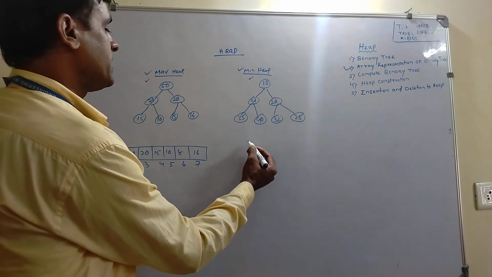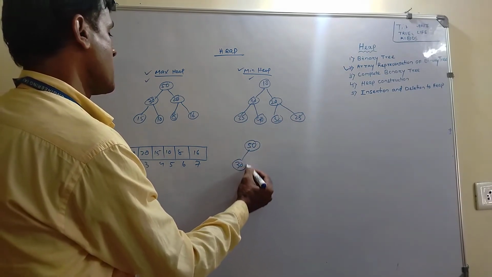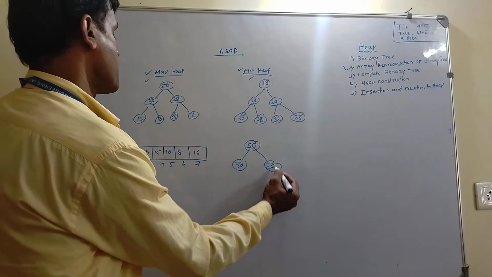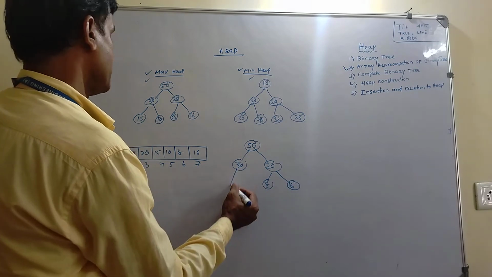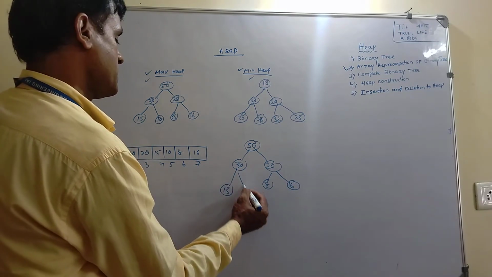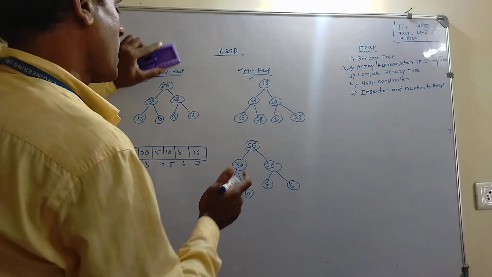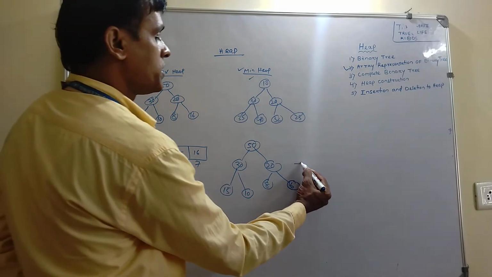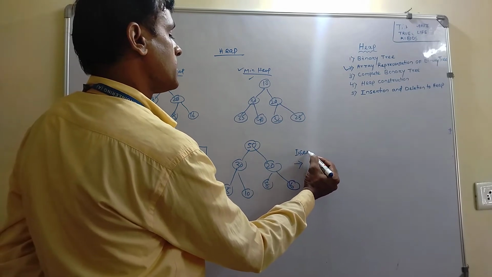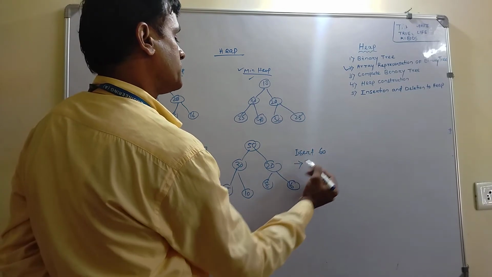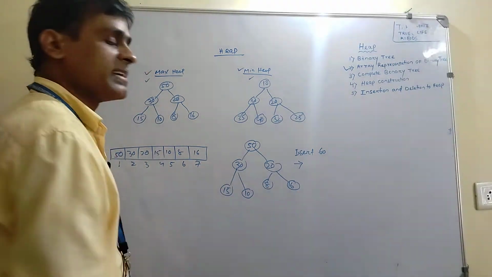Suppose my tree is like this. This is 50, this is 30, this is 20, this is 8, this is 16, and here it is 15 and 10. This is my max heap and I want to insert, suppose, 60. Whenever you insert 60, where will I insert it?